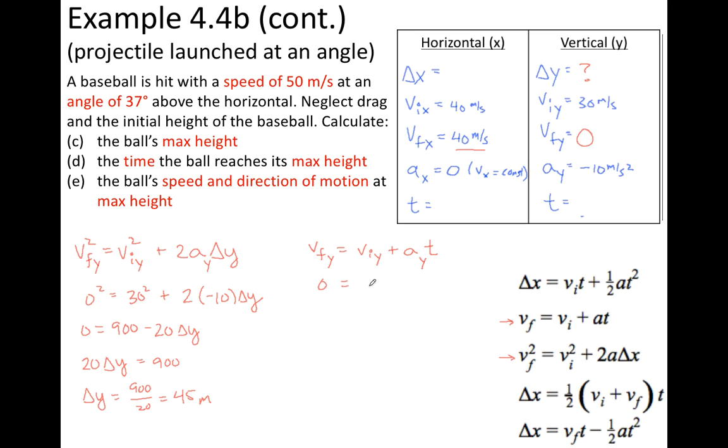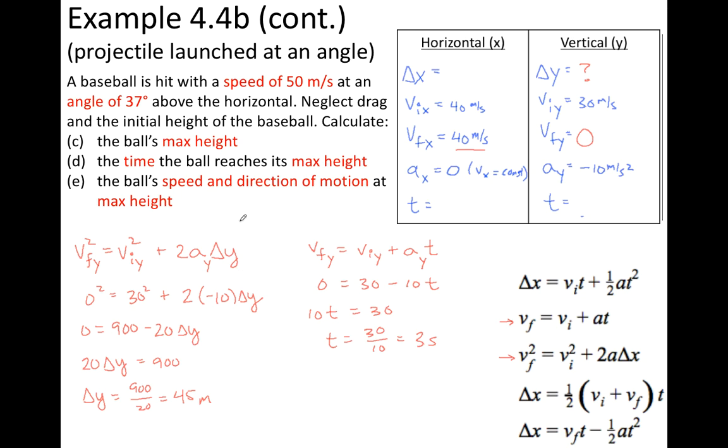I can fill in my values. Move the term with the unknown over to the other side by adding a 10t to either side. And then I can divide both sides by 10, which gives me my answer, 3 seconds.